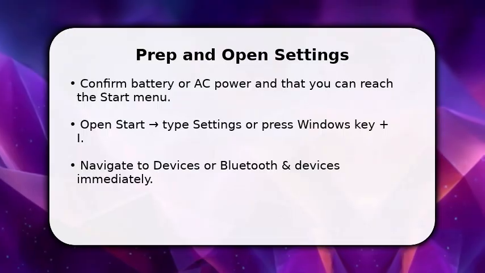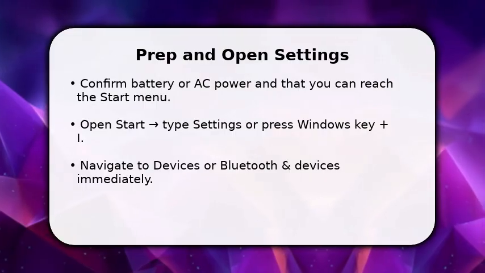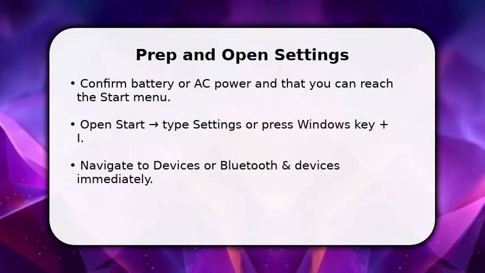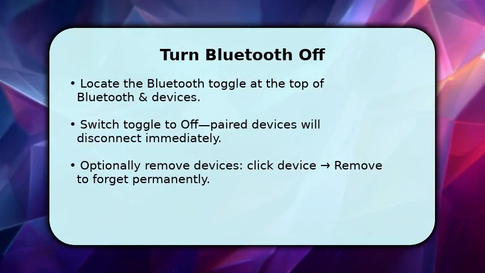Next, select Devices or Bluetooth and Devices to reveal Bluetooth controls. This step exposes the toggle and paired device list so you can turn Bluetooth off cleanly and understand what will disconnect. Now focus on the Bluetooth section.